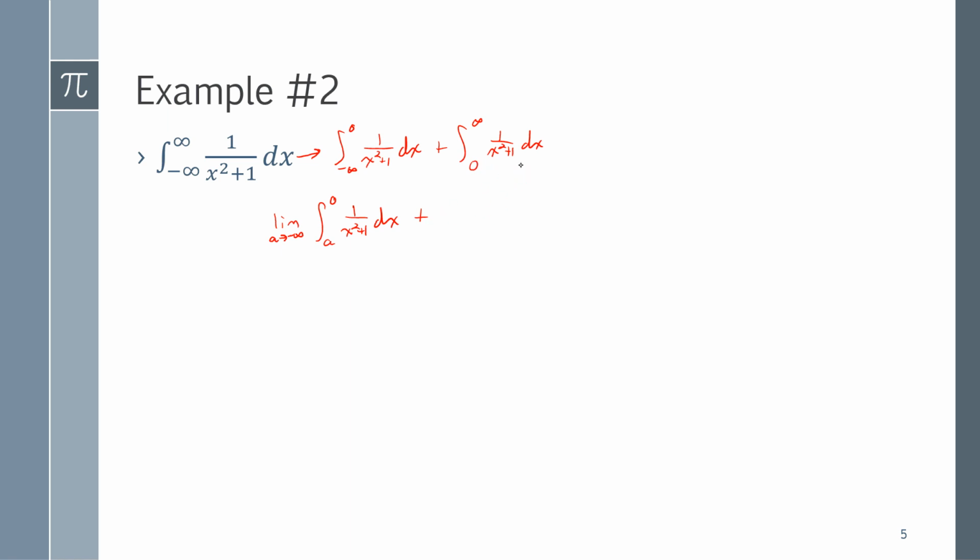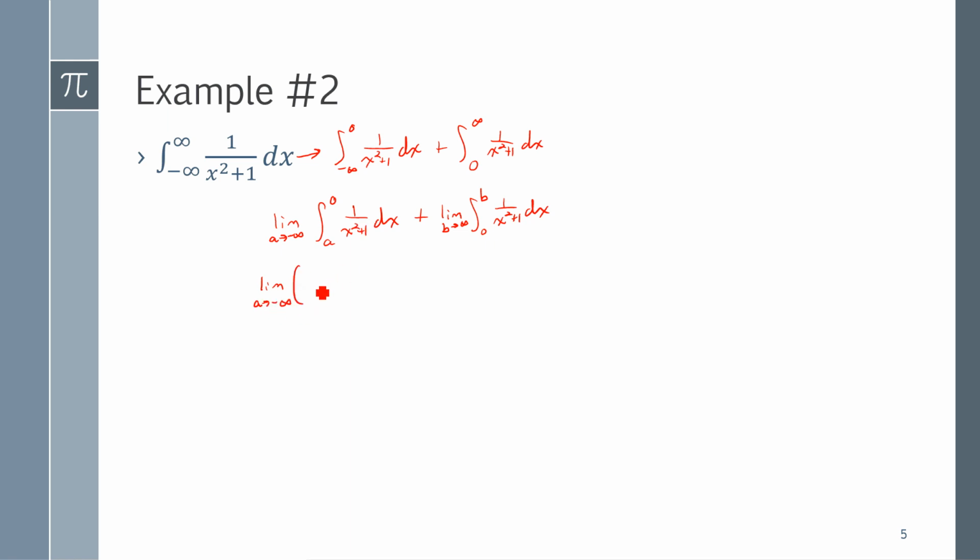And then for the second integral, I'm going to replace the positive infinity with a b so that I'm now able to evaluate this, and then say do the limit as b goes to positive infinity. So I work on my integrals first, and after I'm done evaluating my integrals, I start doing my limits. So the limit as a is going to negative infinity.